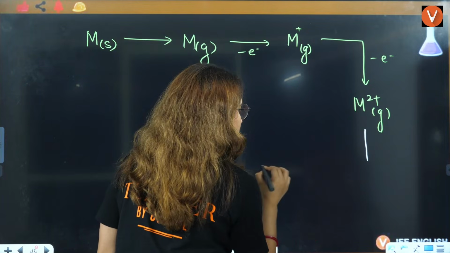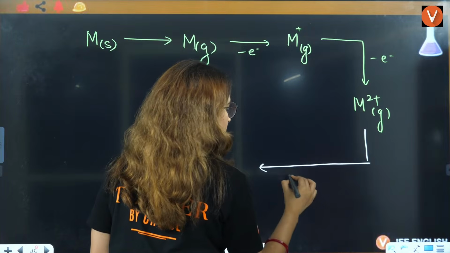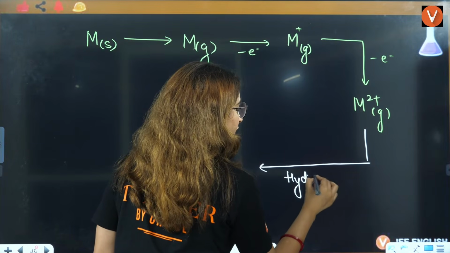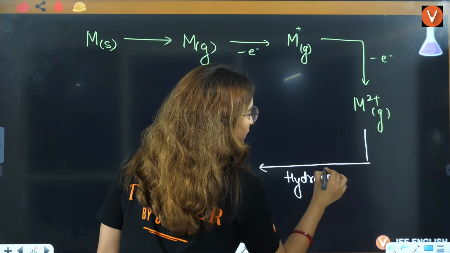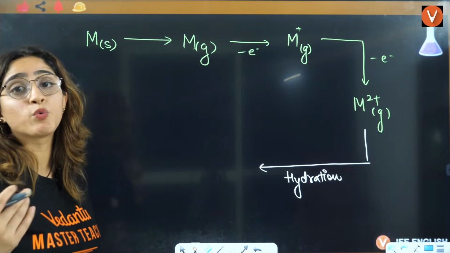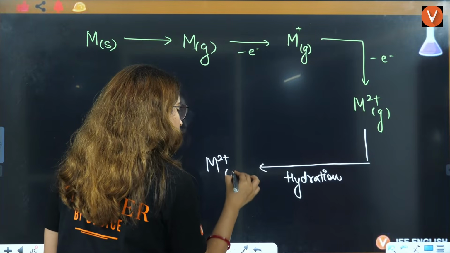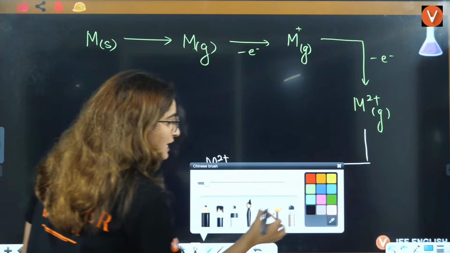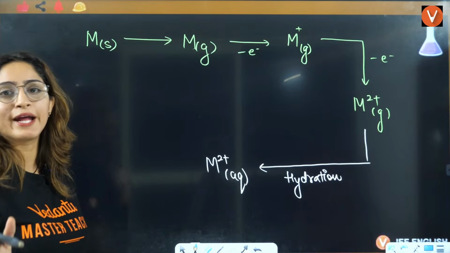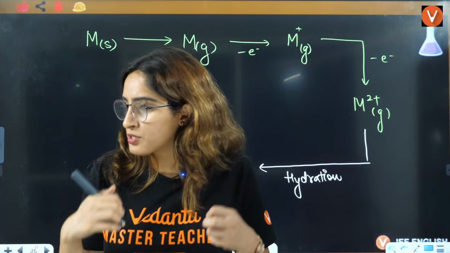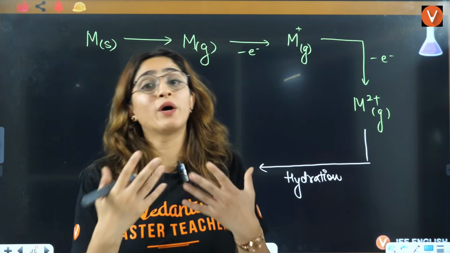Now, after this, we do hydration, because all of these are getting converted to aqueous ions. So this will be M2 positive aqueous. Let's see what different kinds of energies you require or you release.